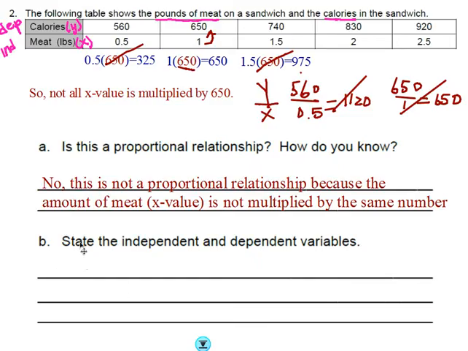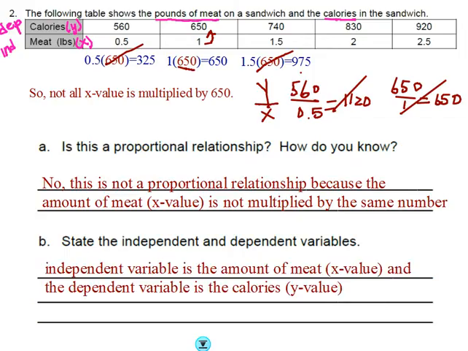In part B, this one is easy because we already know the independent and dependent variables. We said the independent variable is the amount of meat and the dependent variable is the calories. So you just have to write that in sentences. So I said the independent variable is the amount of meat, which is the x value, and the dependent variable is the calories, which is the y value. That is the end of problem number 2.